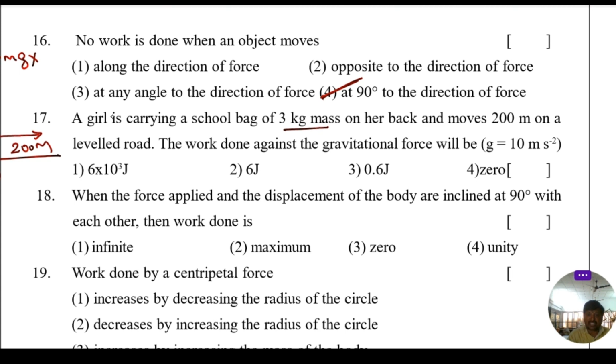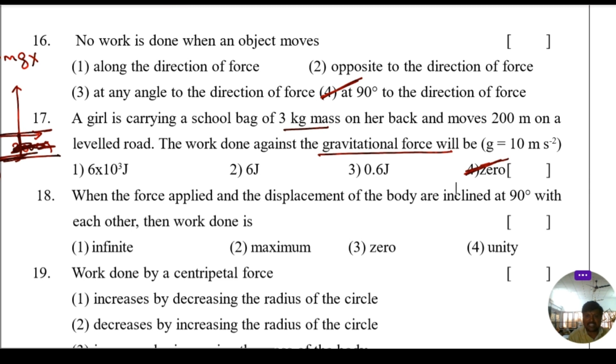Wait a minute. The work done against the gravitational force. Here, with respect to ground, the position of the girl is not changed. It is a level road, but work done against gravity means with respect to ground the position should change. Here there is no change in position of the girl. So work done against the gravitational force is 0. Next, 18th question.